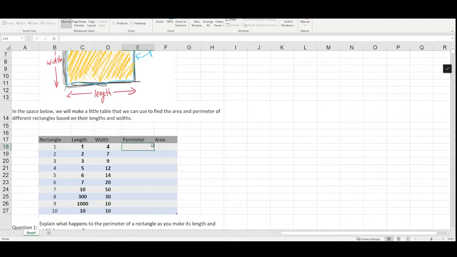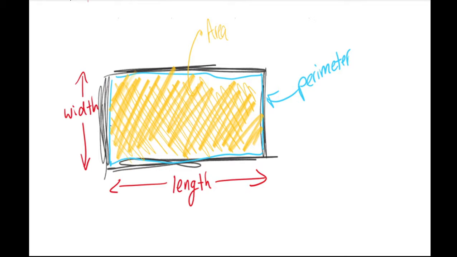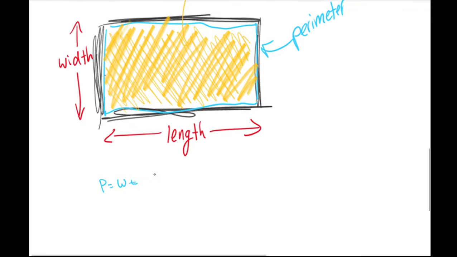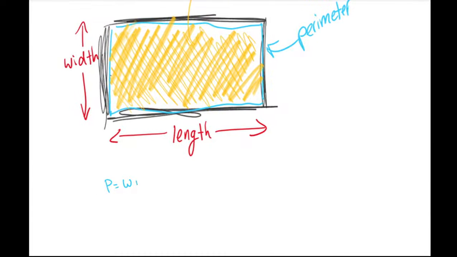So with this table, or with Excel, I want to be able to use my perimeter formula in this table, and then Excel will be able to repeat that formula multiple times. If we jump back to our image here, when we're trying to find the perimeter of an object, remember perimeter, or P, is equal to the distance around. So you could say your width plus your length, plus another width, plus another length. That's the basic formula for perimeter of a rectangle.